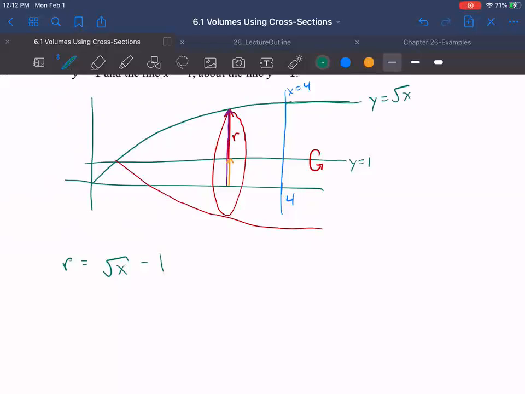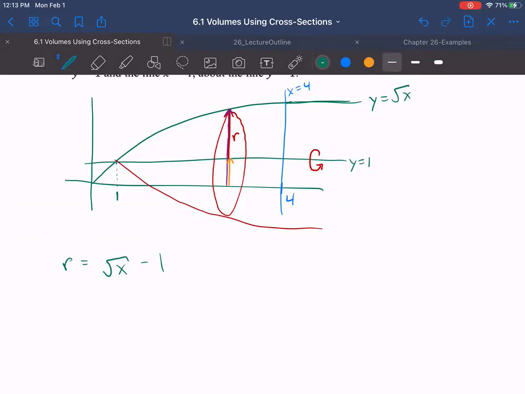Now, we have to figure out one more thing before we do this, and that is where exactly do we start here? In other words, what is this value here? Because we're not going all the way back to 0. What is that value? 1. That's when these two equal each other, right? 1 equals the square root of x, that's just 1. So this is at 1. Our integration limits are going to be from 1 to 4.